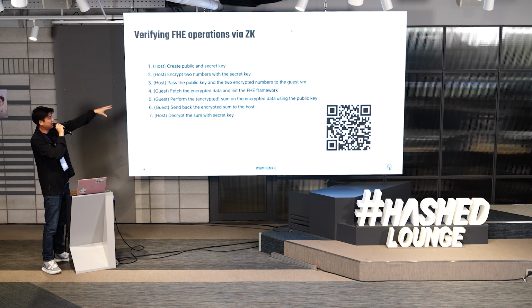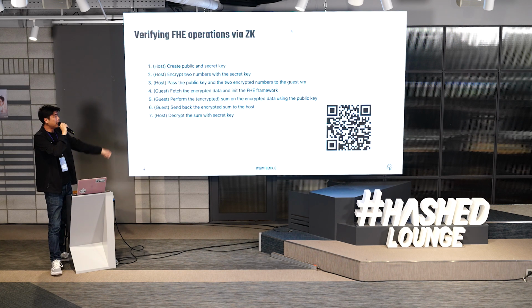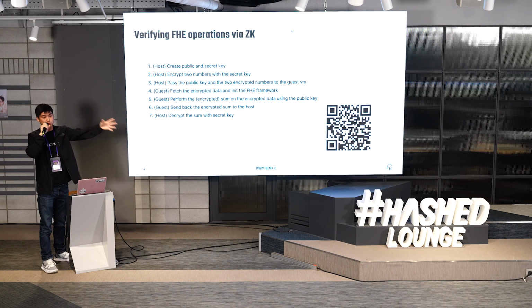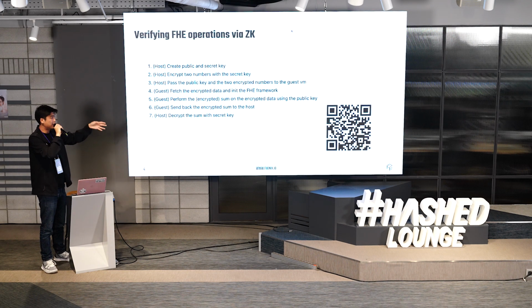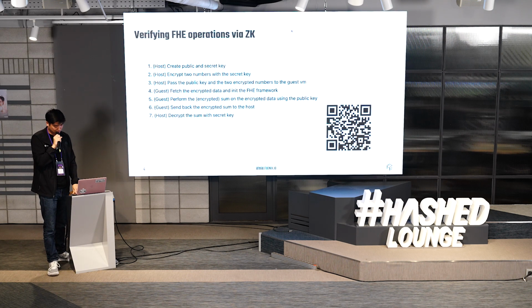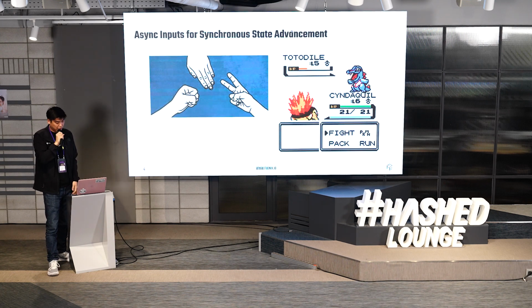And then from there, the guest VM will fetch the encrypted data and initialize the framework, perform a really simple operation, in this case just addition, and then send back the encrypted sum to the host. So basically it returns one specific ciphertext, and then the host can decrypt the sum with the secret key after it's done. If you want more information on how this works step-by-step, please check out this repo.